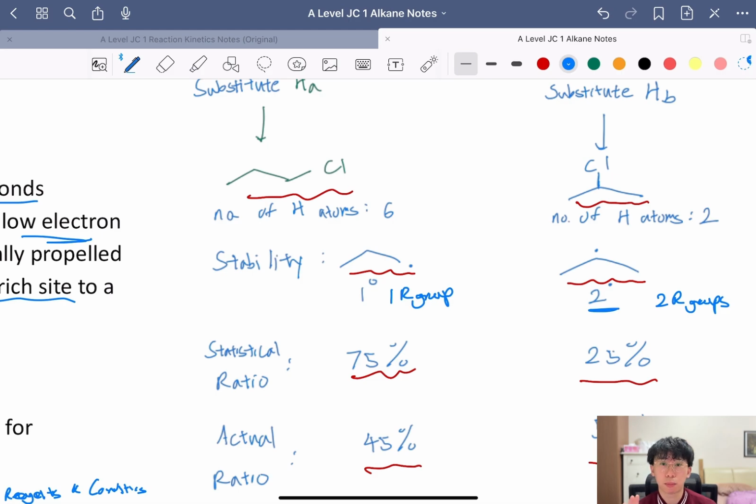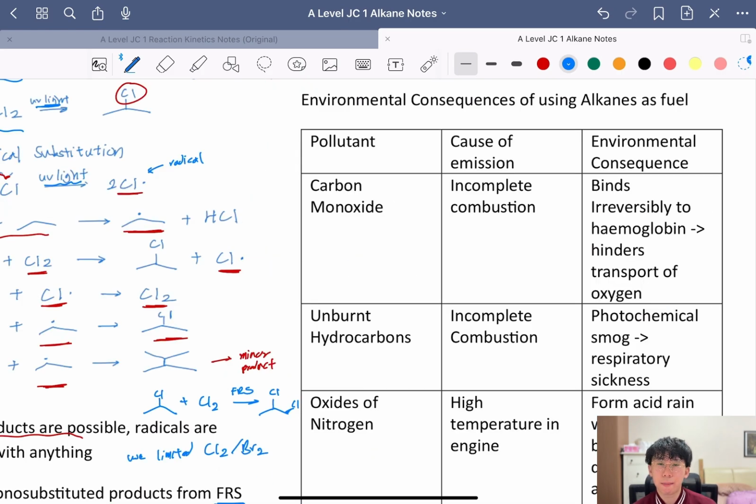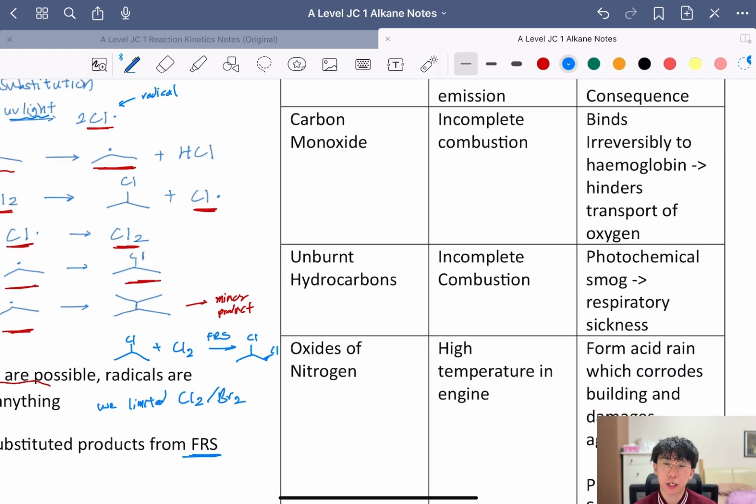favored than the 1-chloropropane. Lastly, you need to know of some environmental consequences of using alkanes as fuel. When you use alkanes as fuel in combustion, for example, you would get incomplete combustion as part of the process as well. Because of that, you can produce carbon monoxide. And the poisonous thing about carbon monoxide is that it binds irreversibly to hemoglobin and it will hinder the transport of oxygen. So because of these, you can also get respiratory illnesses and even death as well.